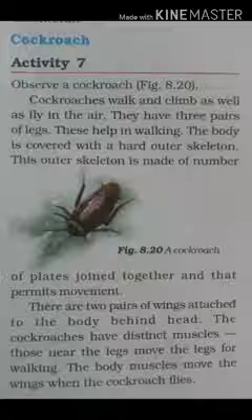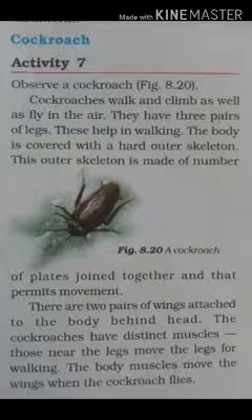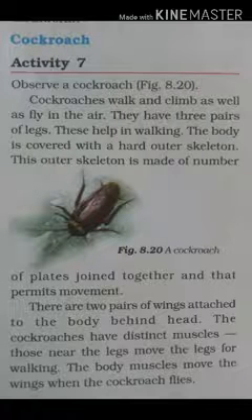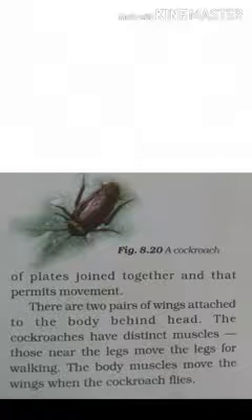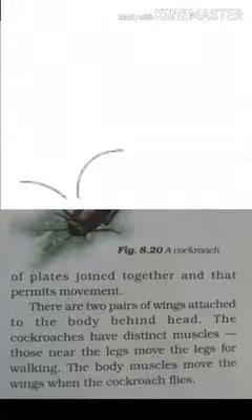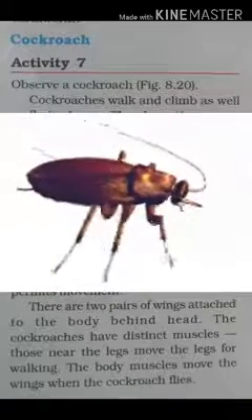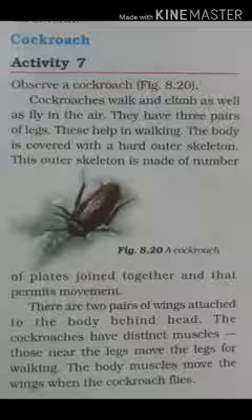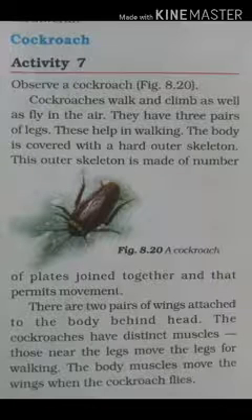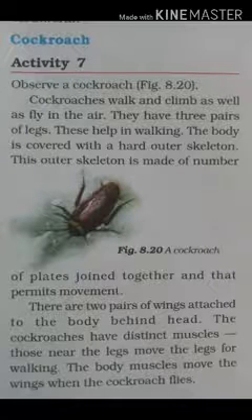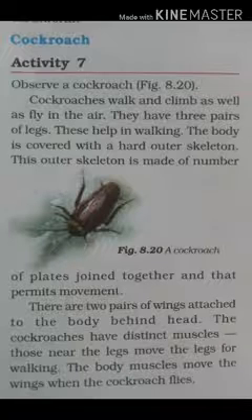Next is cockroaches. Cockroaches are very commonly seen insects. You must have seen them. They have 3 pairs of legs, that is, they have 6 legs, and on them they crawl. Also, they have 2 pairs of wings to fly. Its body is also covered with a hard skeleton made up of a number of plates. And this hard skeleton helps it in its movement.